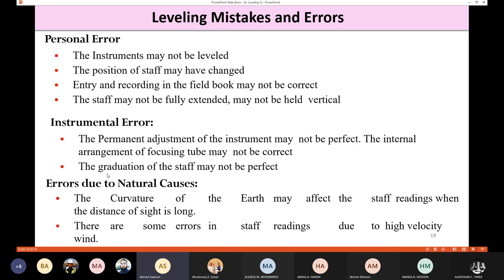Finally, we have errors due to natural causes. The curvature of the earth may affect the staff reading when the distance of sight is long. Sometimes when the distance is too long, you may see the staff, but the curvature of the earth is going to affect your reading. Okay. Also, sometimes we are going to have error due to high velocity. Because of the high velocity, we are going to have a problem with the staff reading. Okay, so here we have mistakes and error because of all of these reasons.